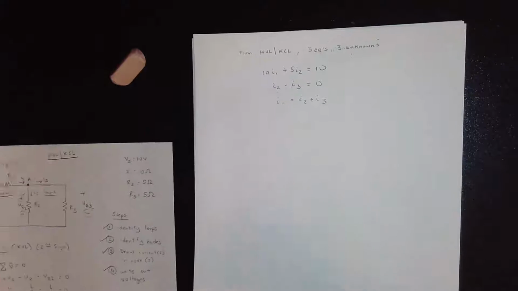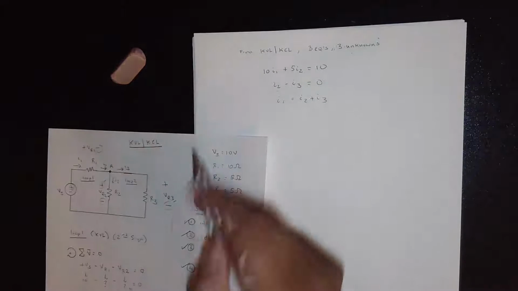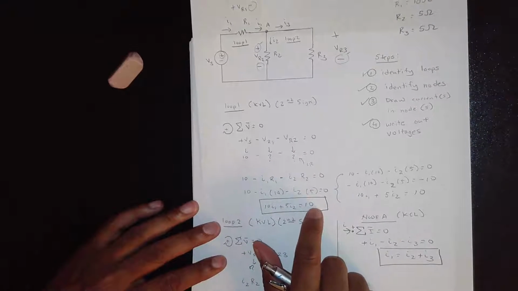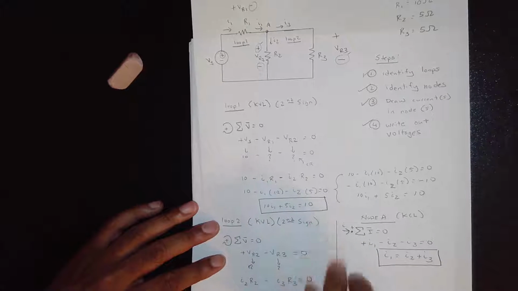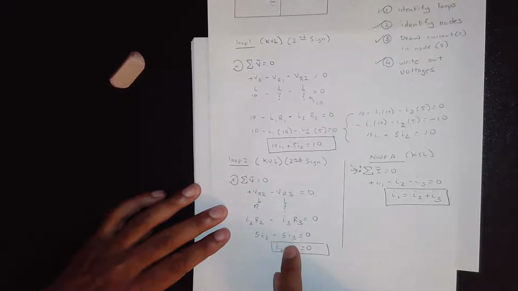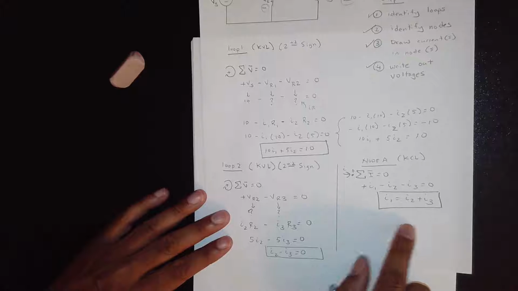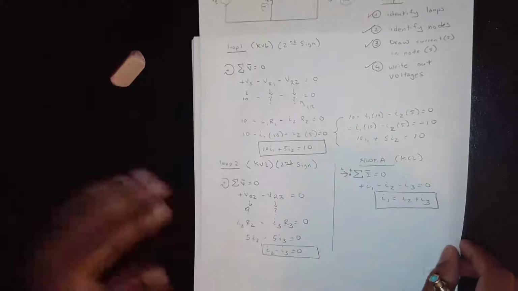In this video, we want to talk about how to solve for this circuit right here. Remember, we solved for this circuit previously, and we got these equations: 10I1 plus 5I2 is equal to 10, I2 minus I3 is equal to 0, and I1 is equal to I2 plus I3. How do we solve that?